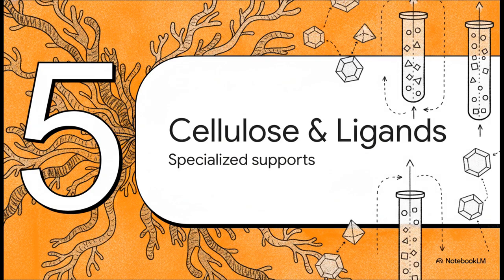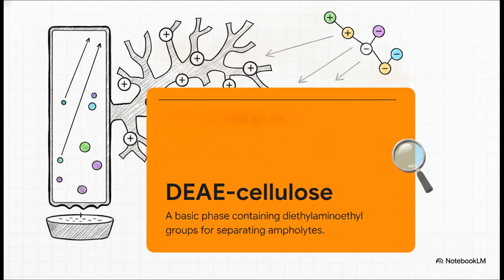Section 5. Cellulose and mineral ligands. Let's look at specialized supports for unique compounds. While silica is super versatile, it's definitely not the only option out there. Chemically modified cellulose supports, either as fibers or crystalline powder, are used all the time in thin layer chromatography. The most famous one is DEAE cellulose. This is a basic phase packed with diethylaminoethyl groups. The hydrophilic character of polar phases like this gives them awesome ion exchange properties, which makes them absolutely perfect for separating specific things like amphiolites.